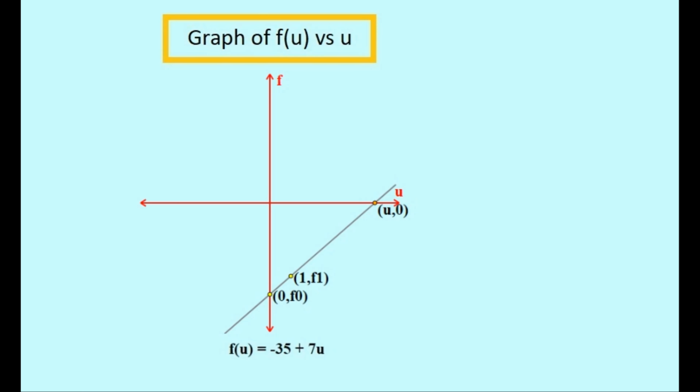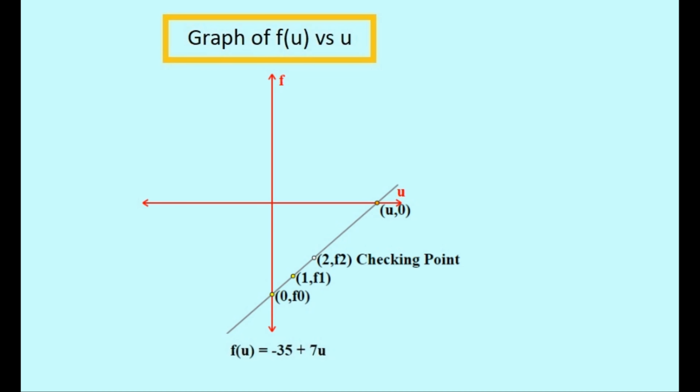We can use a graph of this equation to see what f looks like in terms of the unknown variable u. Here are the 2 points 0, f0 and 1, f1 on the line. And here is the solution u, 0 that we're trying to find. And the line represents what f would be for every possible value of u.